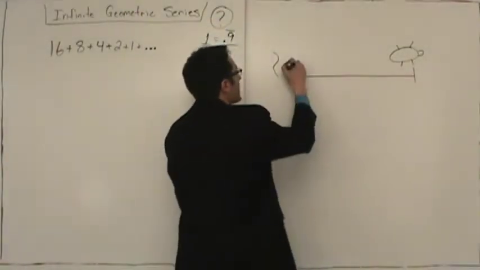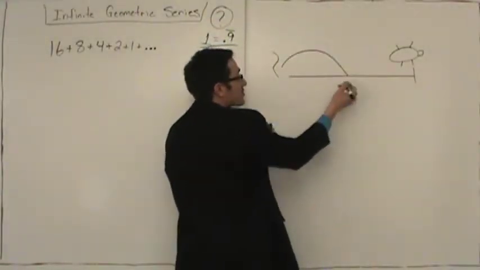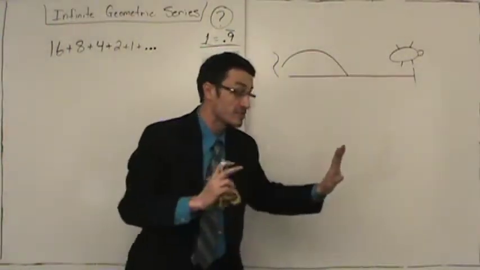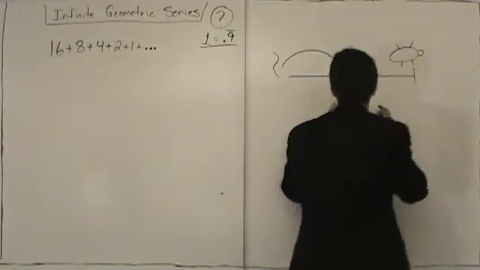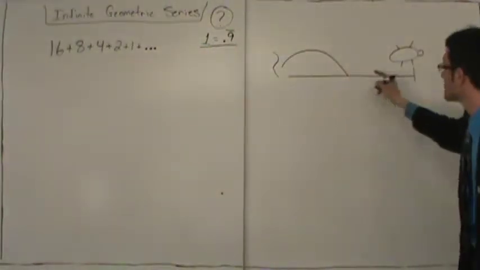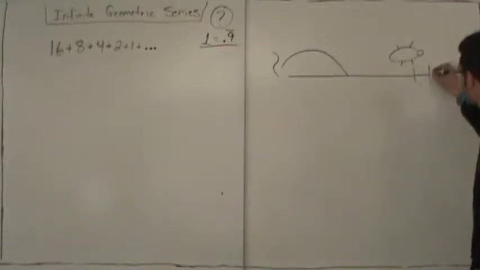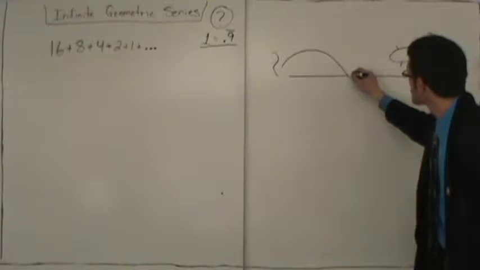The hare takes off, and what happens? The hare gets halfway closer to the tortoise. As the hare is moving, the tortoise is also moving. So the hare gets halfway closer to the tortoise. Has the tortoise moved in this amount of time? Yes. Now, the hare gets halfway closer to the tortoise again.